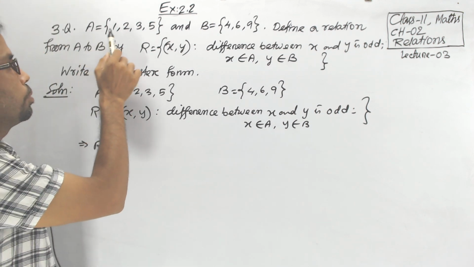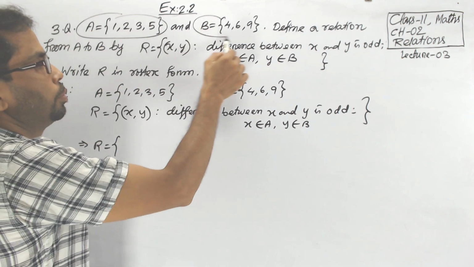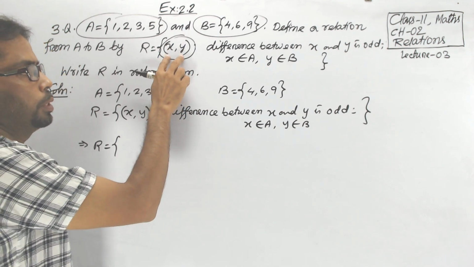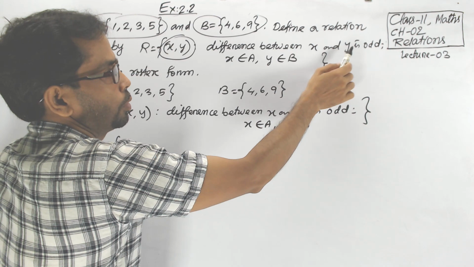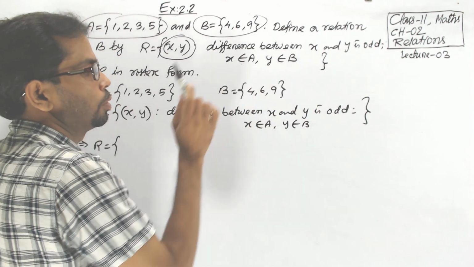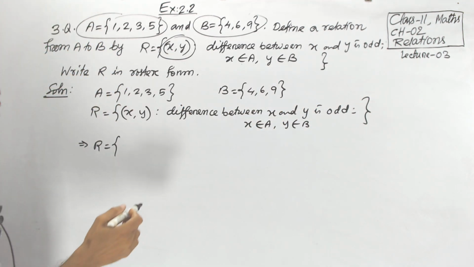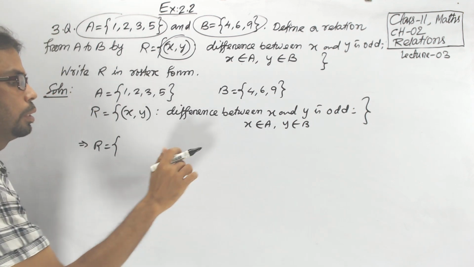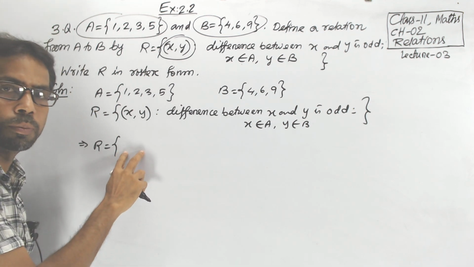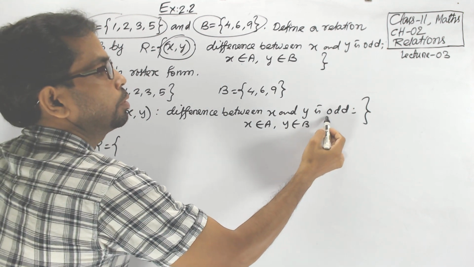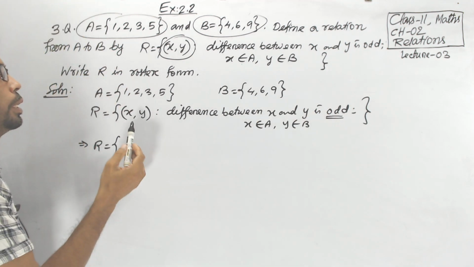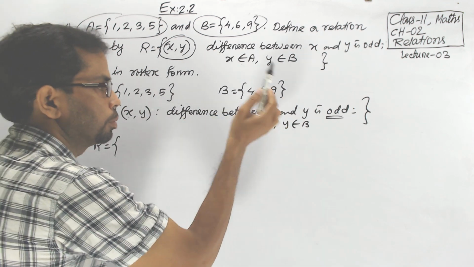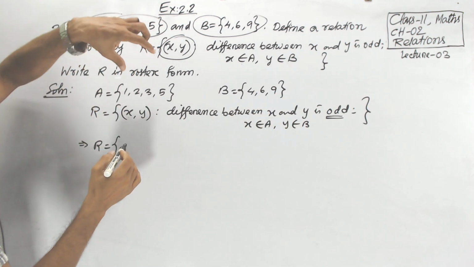A relation from set A to set B is given by this condition: the relation is made by all the pairs in which the difference between x and y is odd, where x belongs to A and y belongs to B. That means all the ordered pairs in which the difference between the two components must be odd, and the first element must be from the first set and the second element must be from the second set. So I can write the relation like this.